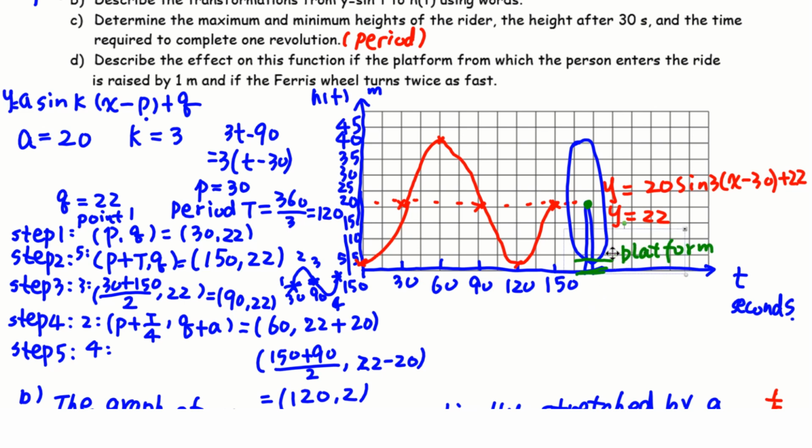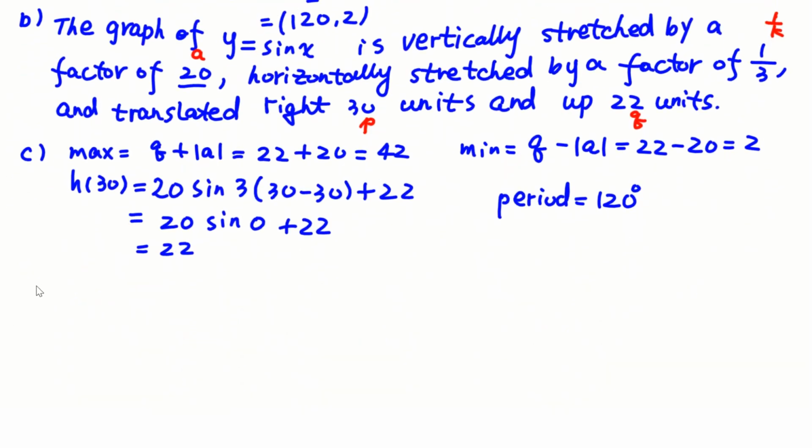So if the platform is raised by 1 meter, the whole Ferris wheel will be up. So it means the whole graph will be up 1 meter. Then the amplitude is not going to change, but the midline will change. So the Q value will change, up by 1. So question D. If the platform is up 1 meter, it means your Q value is up by 1 meter. All the others won't change.